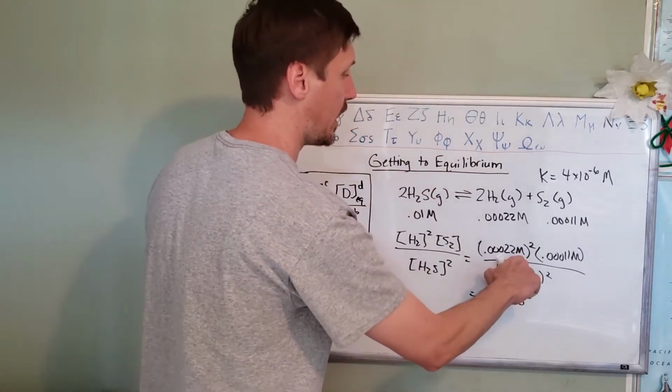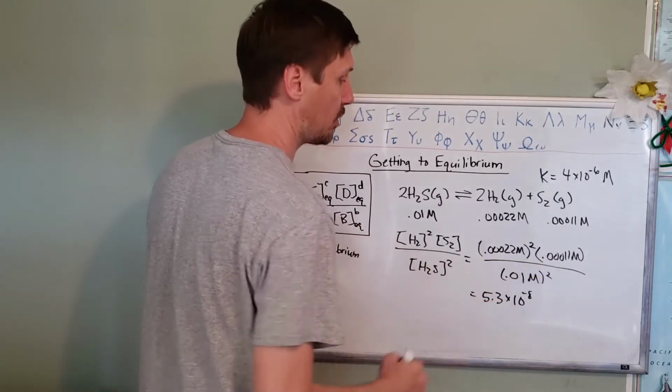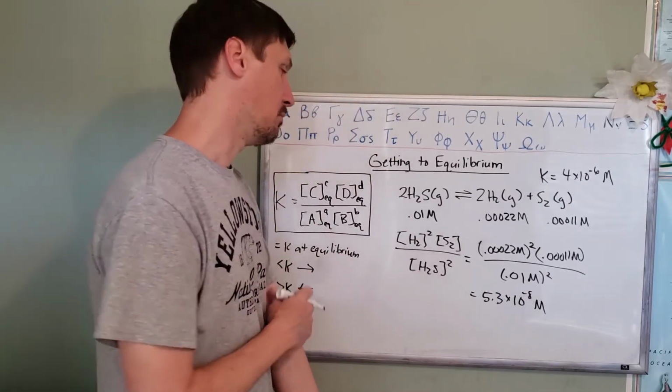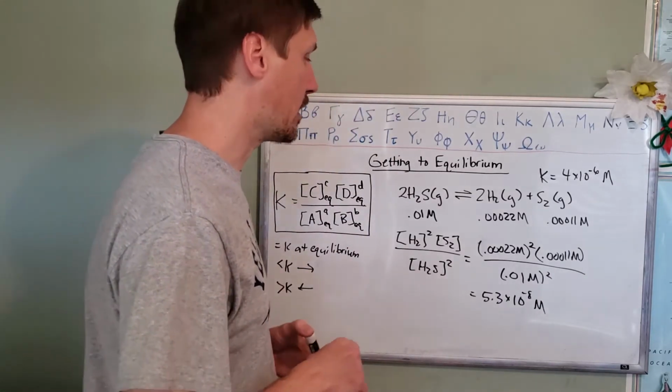On the top here, we're going to have molarity cubed. On the bottom, we're going to have molarity squared. And so our final unit is going to be just molarity. So 5.3 times 10 to the negative 8 molarity.